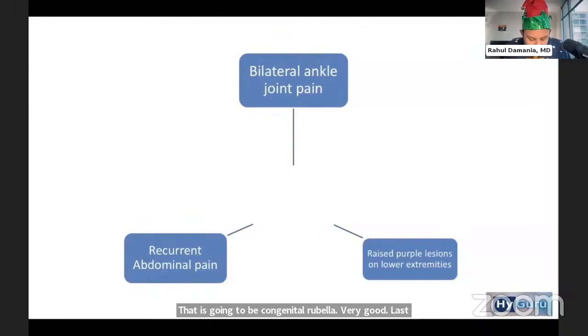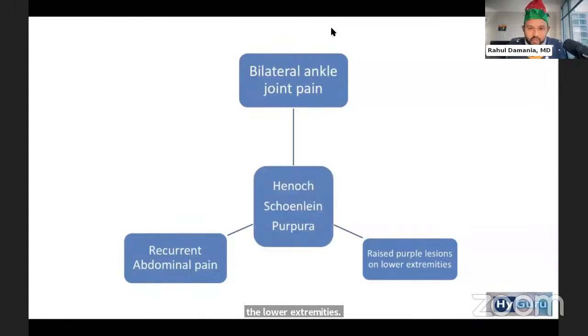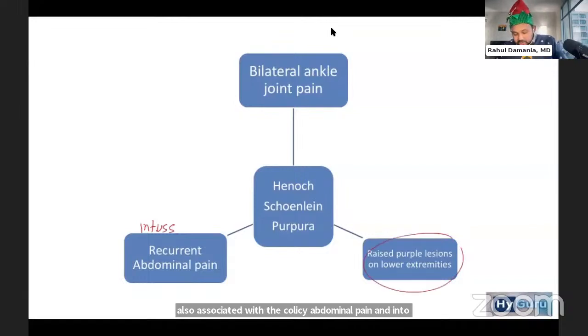Bilateral ankle joint pain, recurrent abdominal pain, and raised purple lesions on the lower extremities. Excellent. Many of you are saying Henoch-Schönlein purpura. Absolutely. IgA-mediated vasculitis that is also associated with the colicky abdominal pain and intussusception. Very high yield for us to know. And also the palpable purpura on the lower extremities.